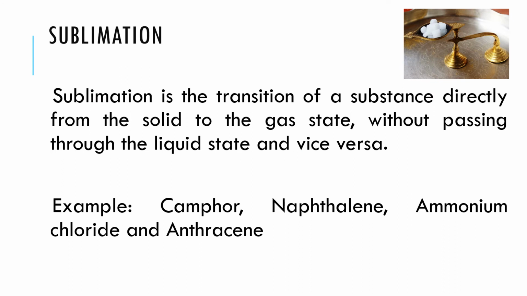Before getting to the next activity, let's recall the process of sublimation that you have studied in chapter 1. What is sublimation? Sublimation is the transition or conversion of a substance directly from solid to the gaseous state without passing through the liquid state, and vice versa. Some examples of sublimable substances are camphor, naphthalene, ammonium chloride and anthracene.